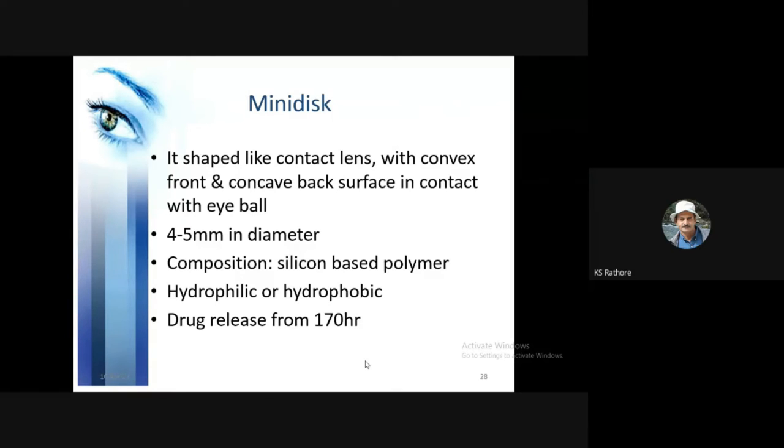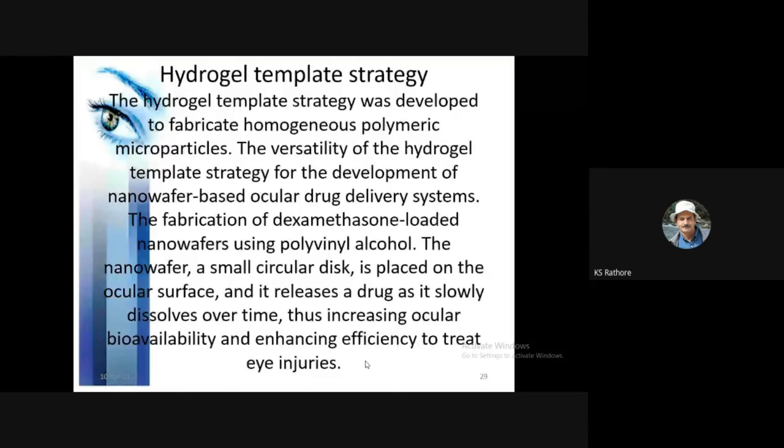Next one is mini disc. It's shaped like a contact lens with convex front and concave back surface in contact with the eyeball. But the diameter is less than a contact lens, just 4 to 5 mm in diameter. And their composition is silicone-based polymer. Both hydrophilic and hydrophobic mini discs are available. And these provide drug release for 170 hours. You know, this is from the research of certain scientists.